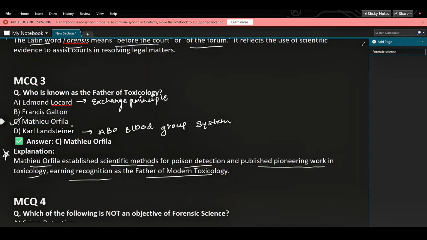These names are commonly asked in competitive exams, so revise them regularly. And let's move to the next question.